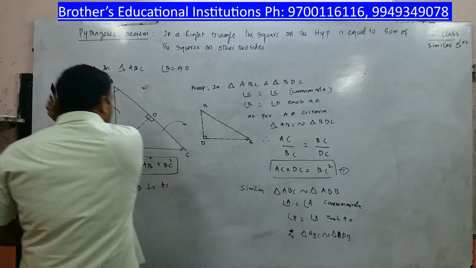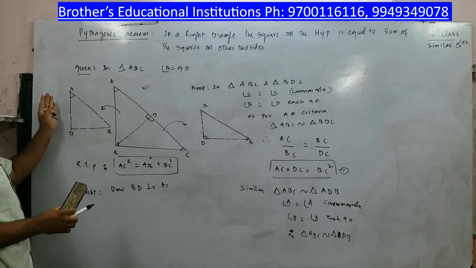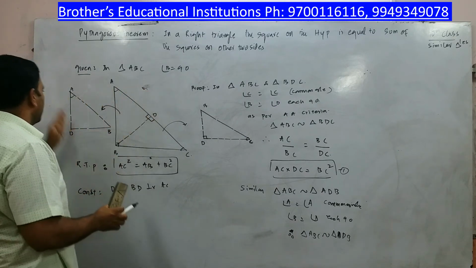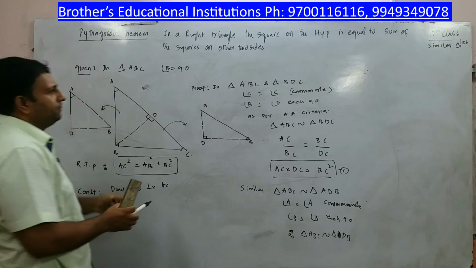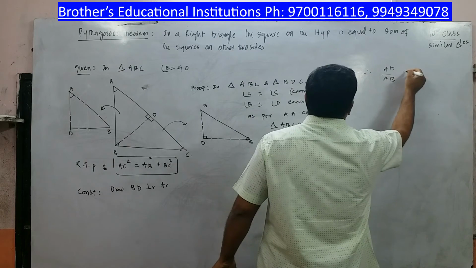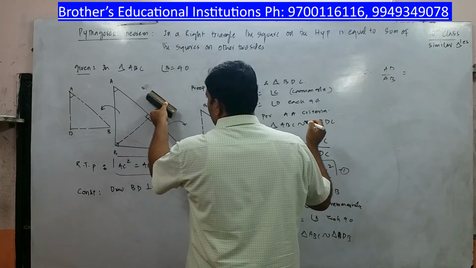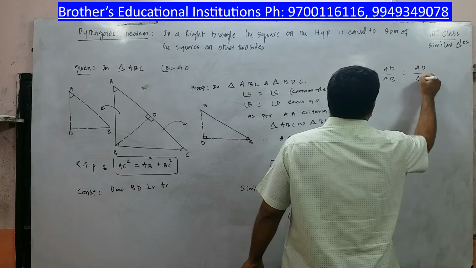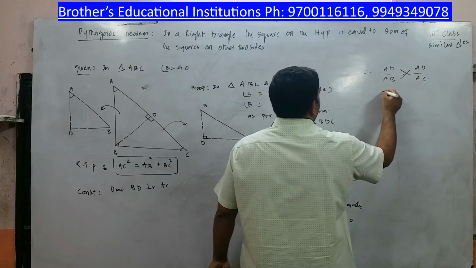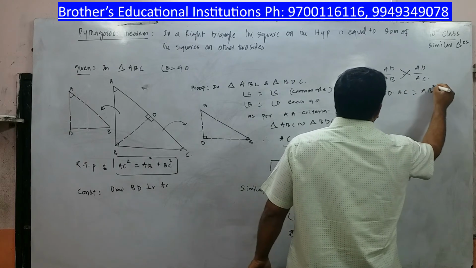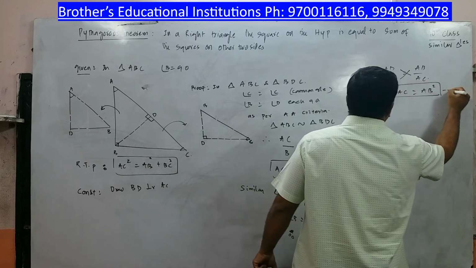Now which sides am I going to take? I am going to consider this side by this side is equal to this side by this side. So I will say AD by AB is equal to AB by AC. Now when I cross multiply, AD into AC is equal to AB into AB, AB square. Let me call this equation number 2.